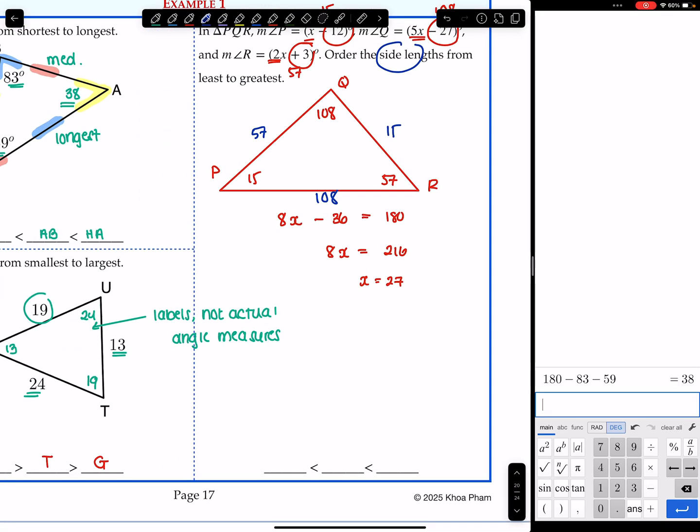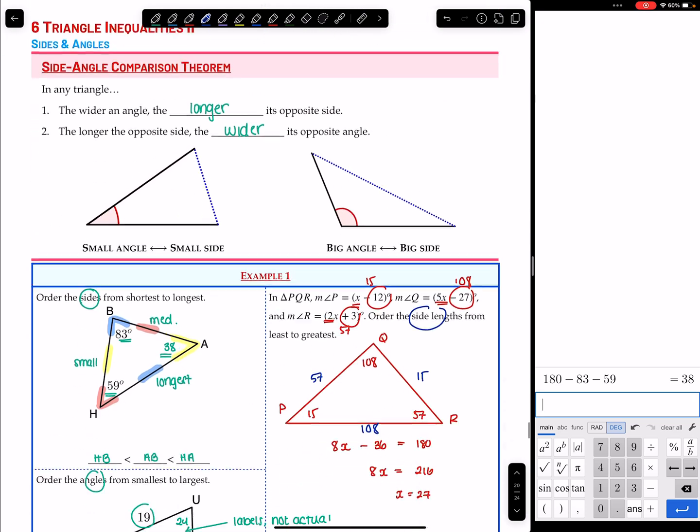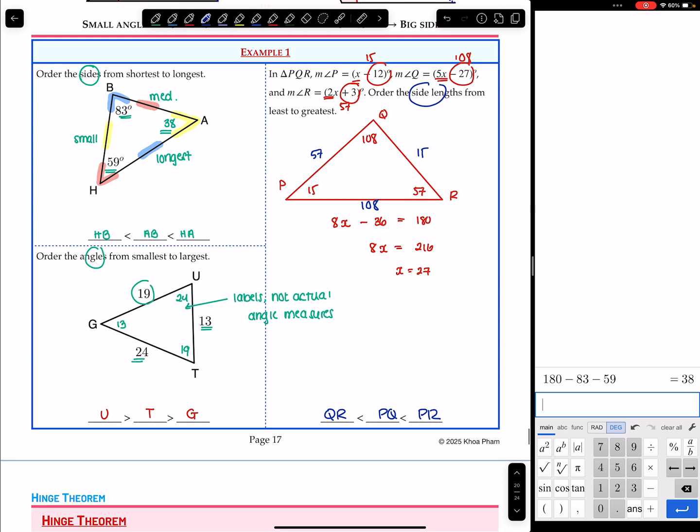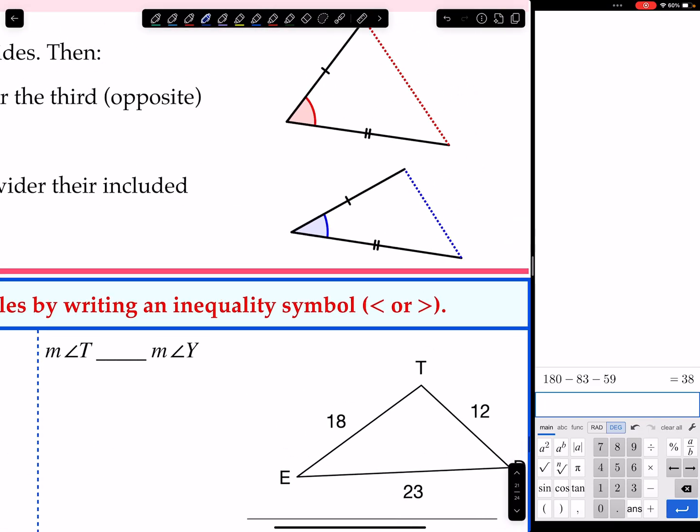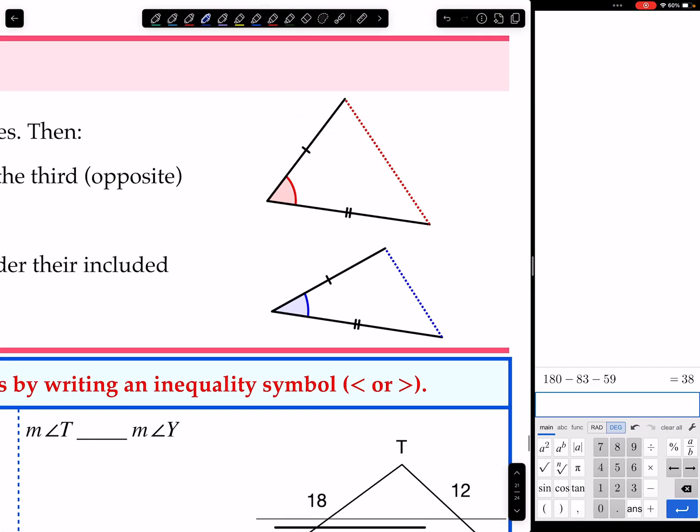So in order, QR is the shortest, PQ is the middle, PR is the longest. Again, I should remind you that you are 9th and 10th graders, and this is the kind of thing we're doing. It does get harder. But the idea here carries: small angle, small side; big angle, big side. Even though it's two triangles, it does not matter.